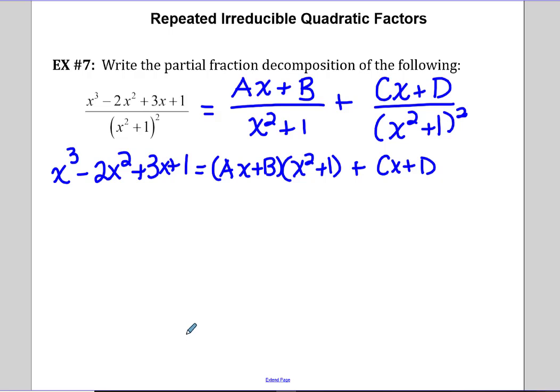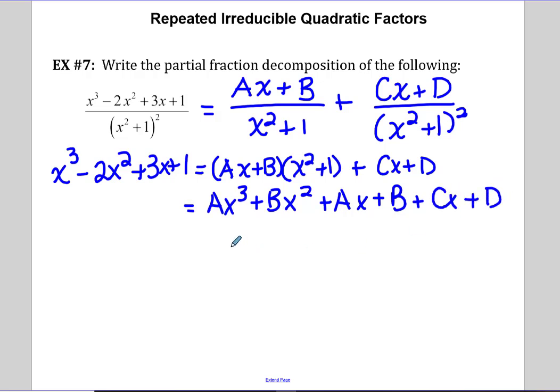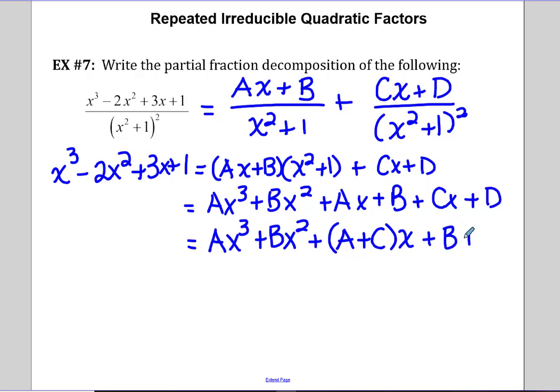Let's see, I don't think we can use the cover-up method here because nothing other than 0 works, but that doesn't really help. So let's distribute the left side. We've got Ax cubed plus Bx squared plus Ax plus B plus Cx plus D. And we can group Ax cubed and Bx squared, and the x terms are A plus C is equated to the x term, and then the B plus D is our constant.